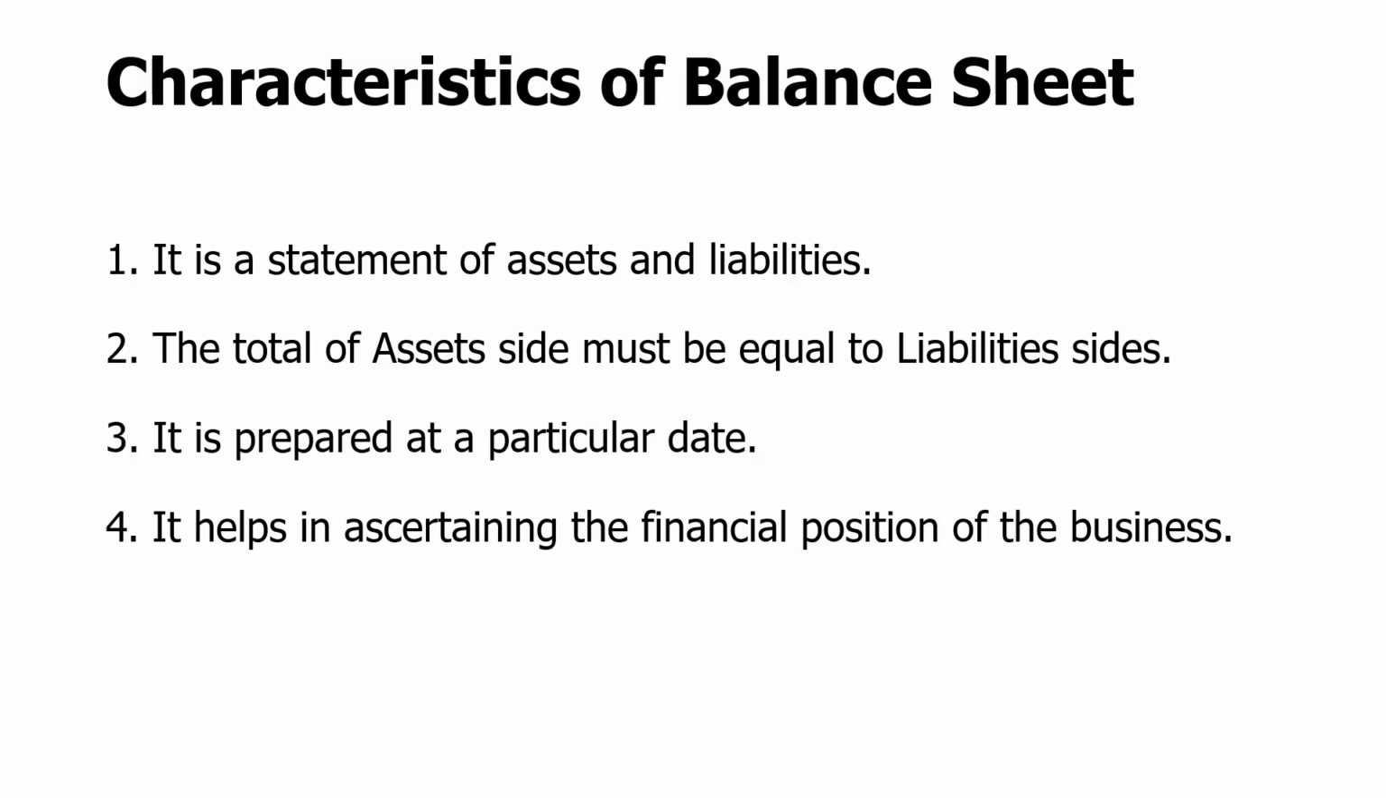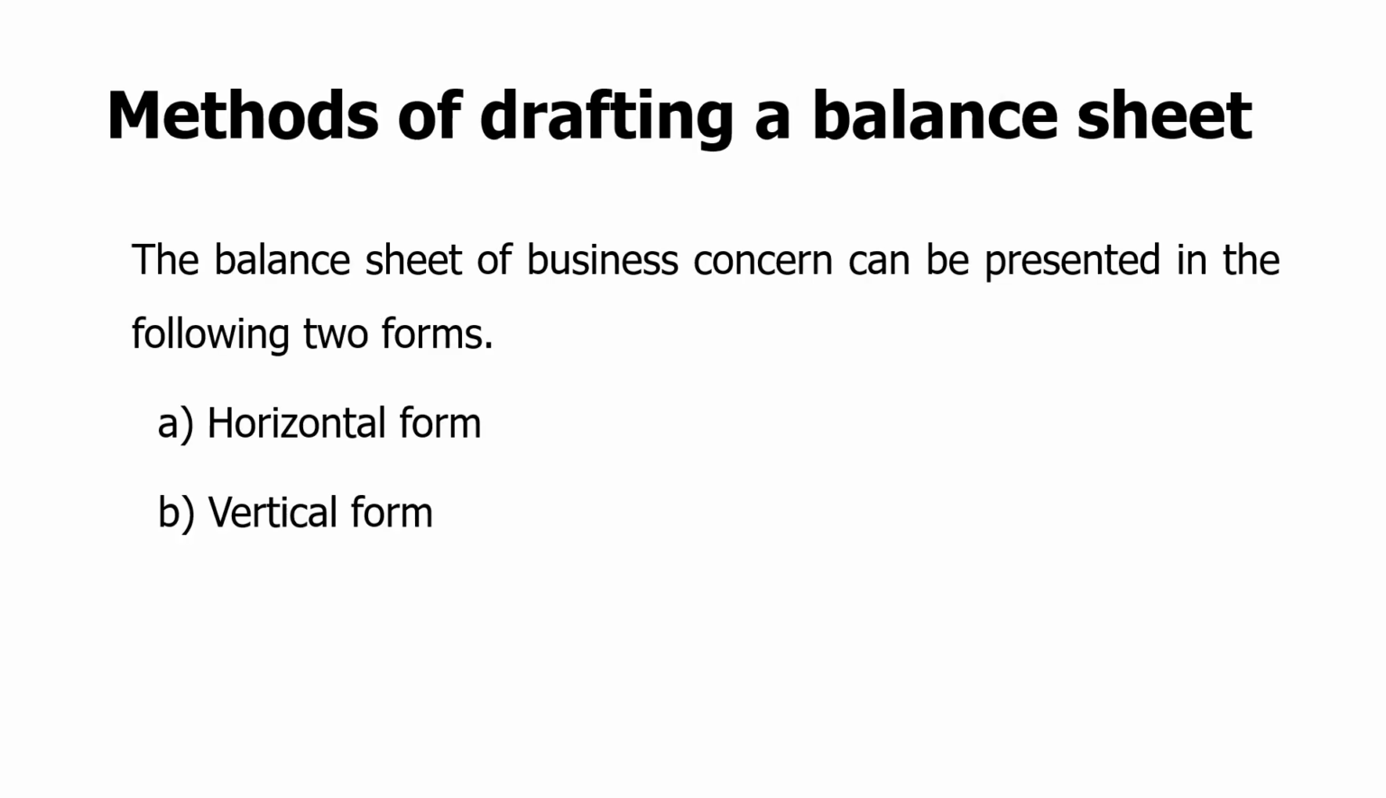So what are the characteristics of a balance sheet? It has assets and liabilities. The total of the asset side and liabilities side should be equal. It is prepared on a particular date, and from this balance sheet we can say the financial position of the enterprise. We have two forms of drafting a balance sheet: one is horizontal, another is vertical form.